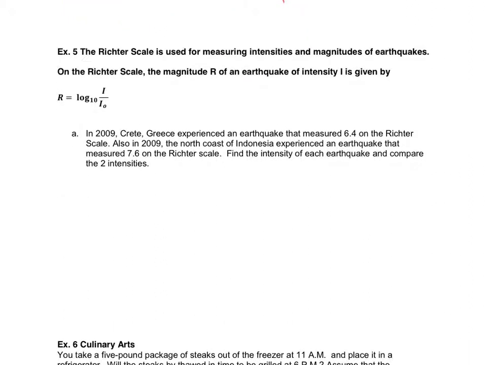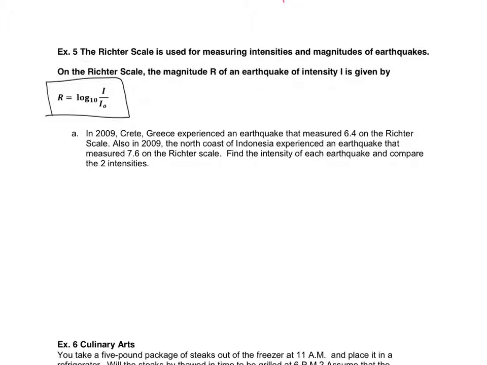Okay, now we are on to earthquakes. They use log models to measure the magnitude and the intensity of an earthquake. This right here is the equation that they give us, the Richter scale. You guys have heard that if a certain earthquake is really, really intense, it's going to be upwards of 7 and up on the Richter scale. They measure that with this equation.